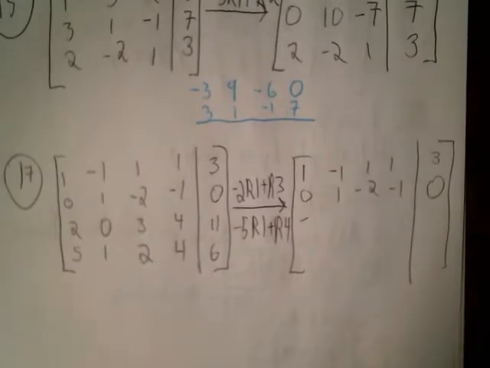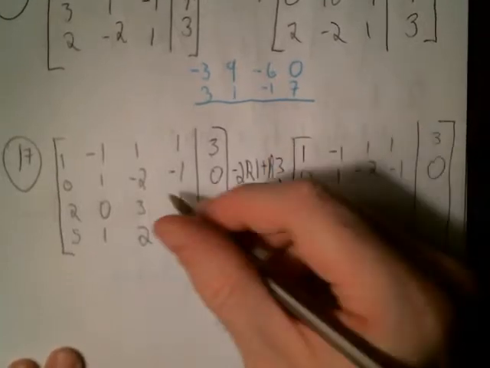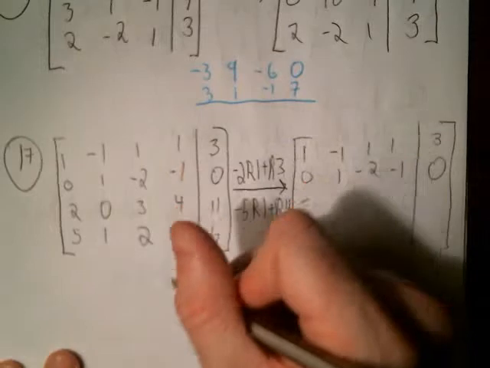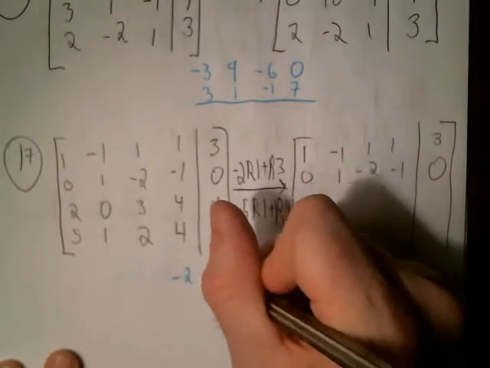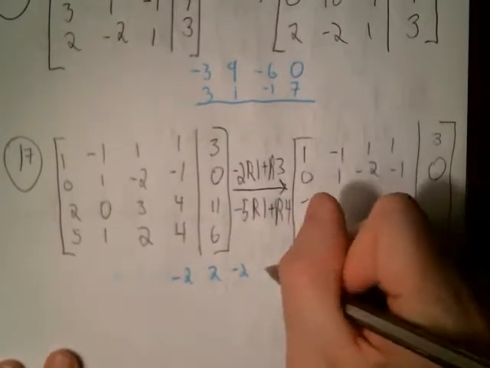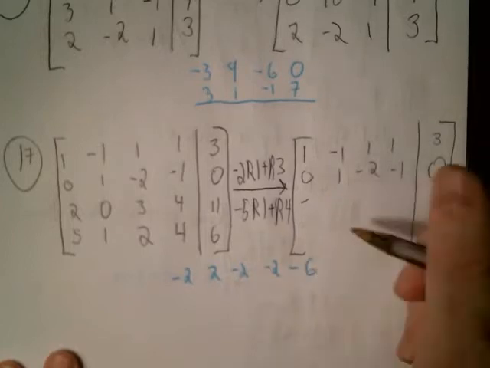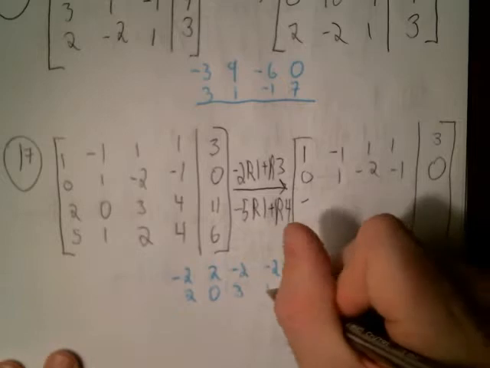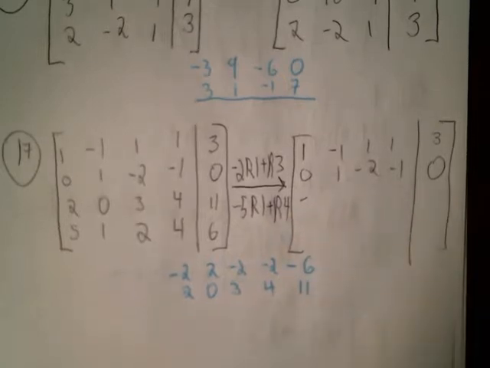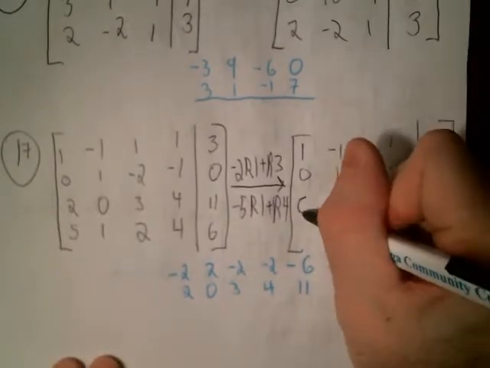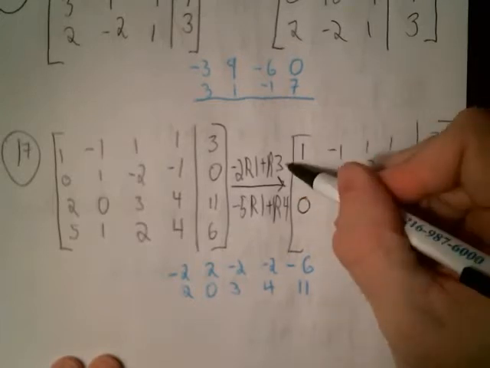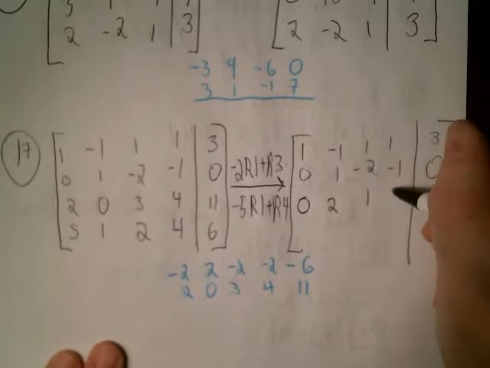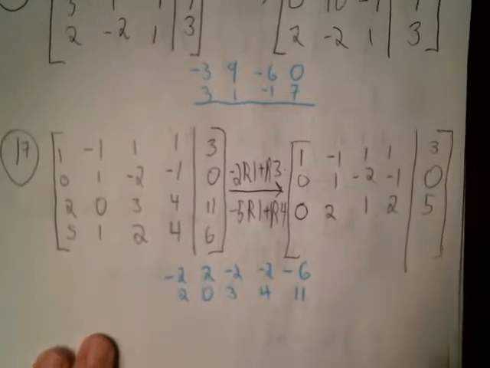Okay. And then for these other guys, -2 times row 1, I'll go ahead and write it out. So -2 times this is -2, +2, then -2, then -2, then -6, plus row 3 is 2, 0, 3, 4, 11. Okay. So that'll give me 0, and I'm storing it in row 3, 0, 2, 1, 2, 5.